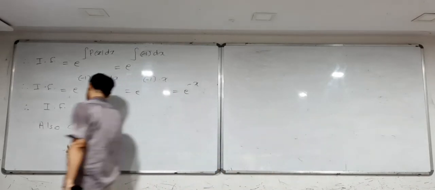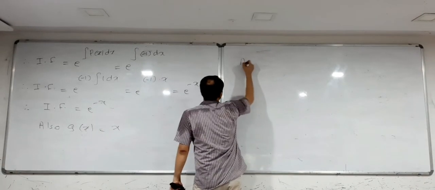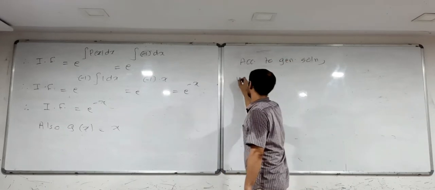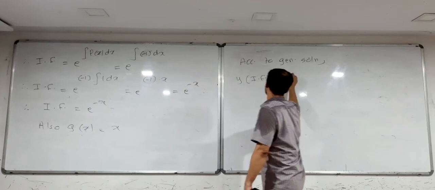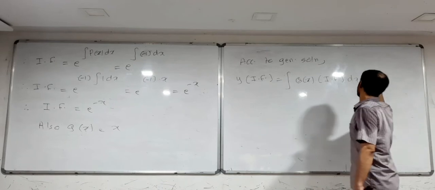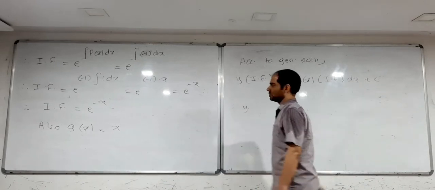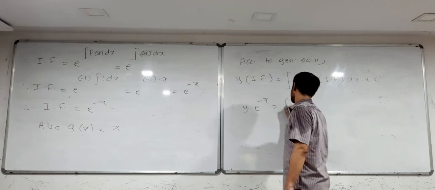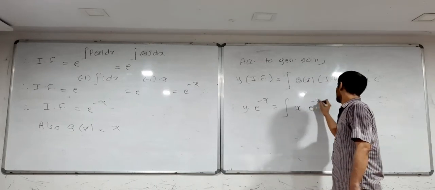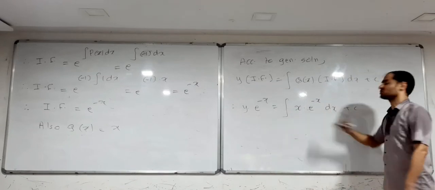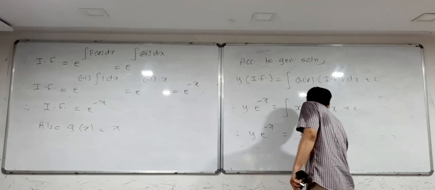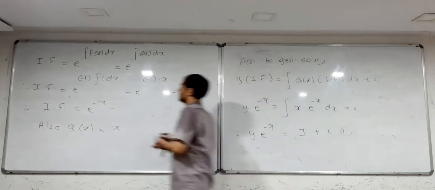According to the general solution, y into integrating factor is equal to the integration of Q(x) into integrating factor dx plus c. Therefore, y into e raised to minus x is equal to the integration of x into e raised to minus x dx plus c. You have to denote this as I. So y into e raised to minus x is I plus c. This is result number 1.